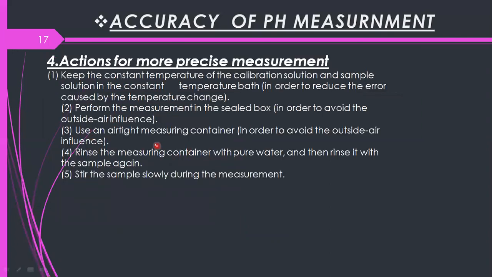Here are some actions for more precise measurement. Keep the temperature constant. Perform the measurement in a sealed box in order to avoid the outside air influence. Use an airtight measuring container in order to avoid the outside air influence. Rinse the measuring container with pure water and then rinse it with the sample again. Stir the sample slowly during the measurement.